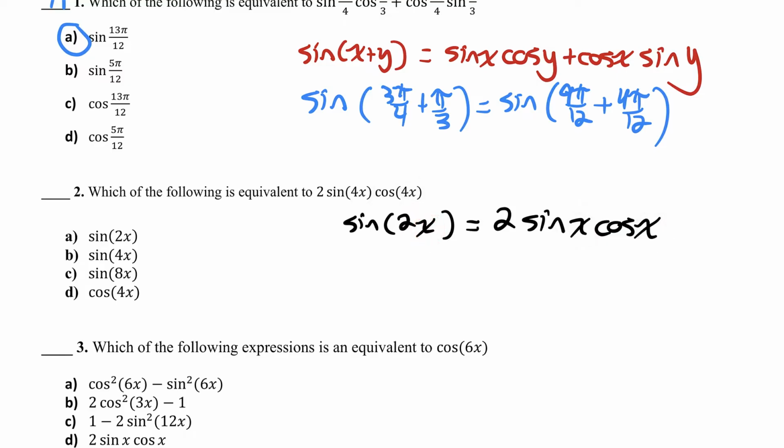So in this question, it would be sine of 2 times 4x. And 2 times 4x is just 8x. So my answer for number 2 is C.